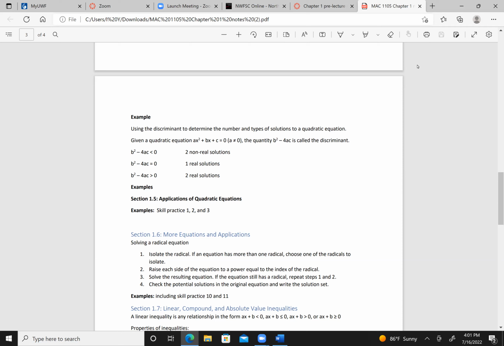Raise each side of the equation to a power equal to the index of the radical. Solve the resulting equation. If the equation still has a radical, repeat steps 1 and 2. And check the potential solutions in the original equation and write the solution set. So let's run through the skill practice on these. We'll start out with skill practice 1, and it's simply solve the equation.